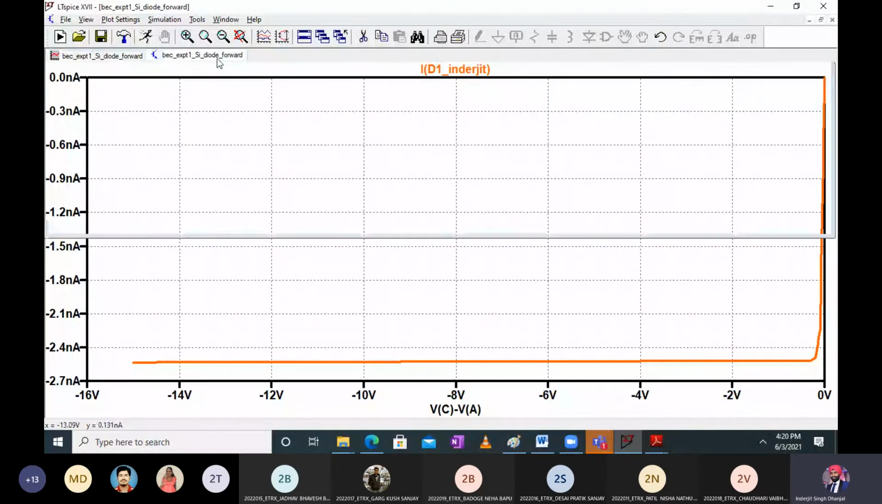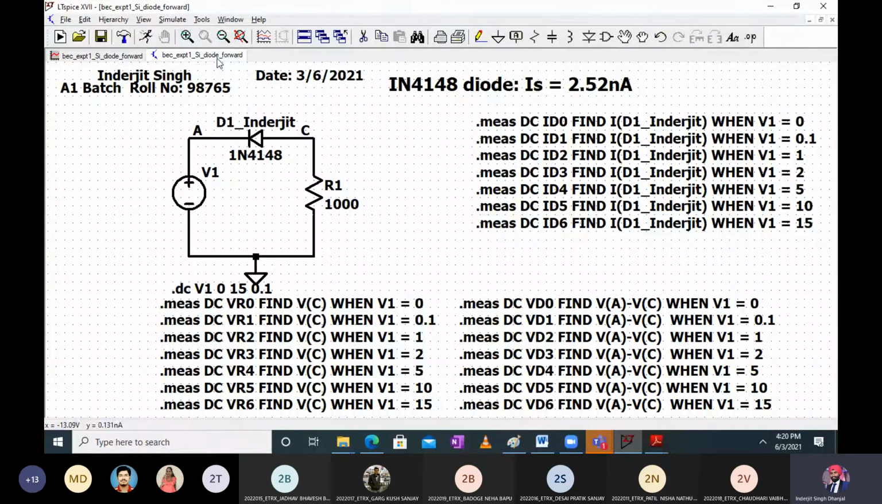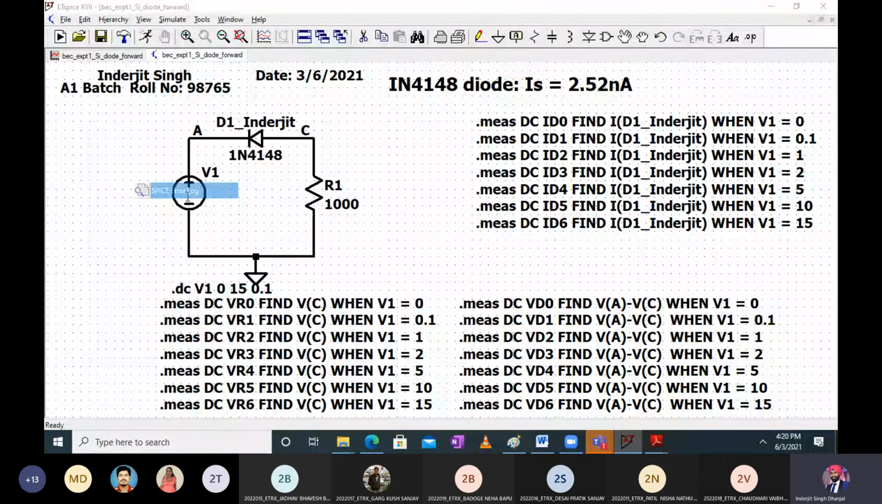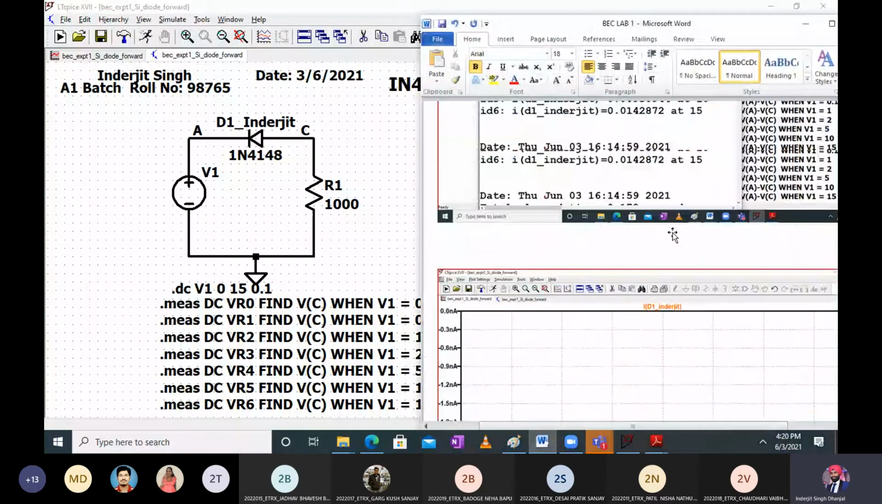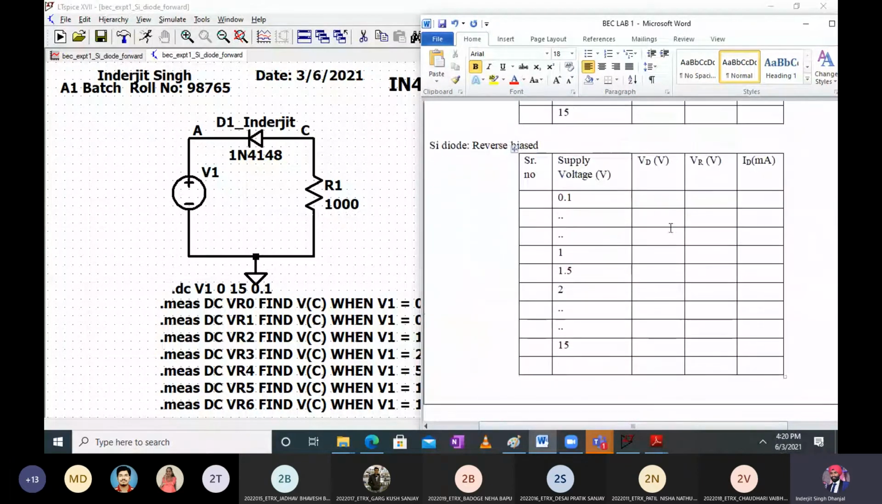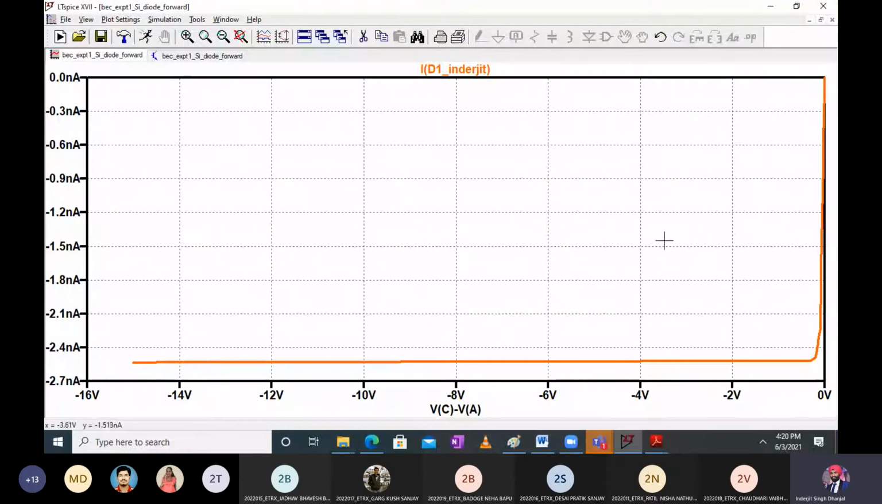Okay, so in the same way you can calculate all the parameters in the reverse bias also. Here you have to modify them. What you have to modify? The voltage will become reverse now. So accordingly modify these parameters and calculate all the values in the table for reverse bias. For the silicon diode reverse bias, just reverse the diode and do the settings properly. It should be VC minus VA now, and the graph will come in the third quadrant.